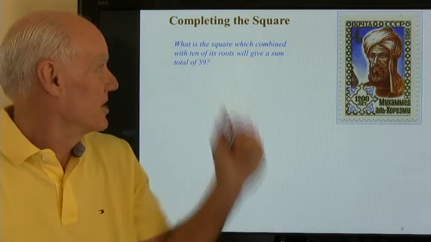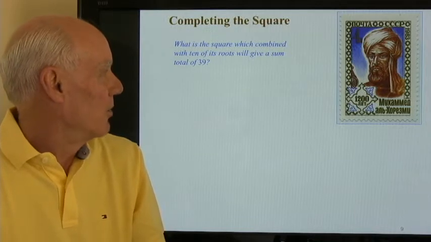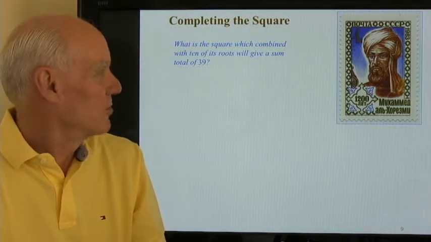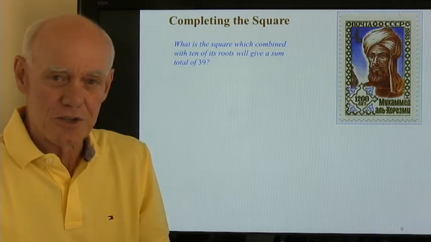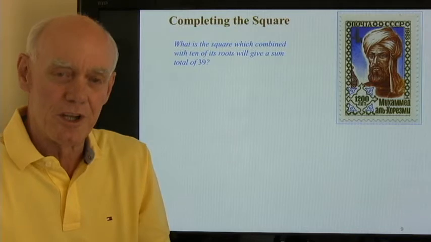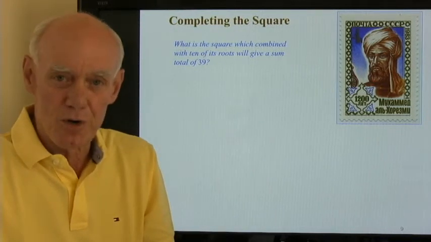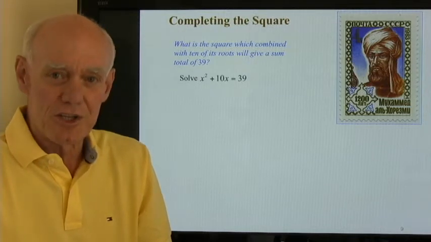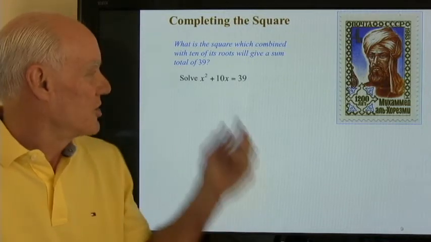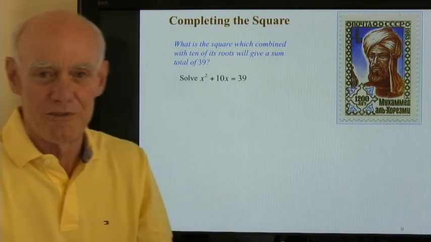So Al-Khwarizmi has this problem in the book. What is the square which combined with 10 of its roots will give a sum total of 39? Well, when Al-Khwarizmi talks about the square, in our notation it would be x squared. When he talks about the root, in our notation it would be x. So this same question in our notation looks like this. Solve x squared plus 10x equals 39. So what square, when combined with 10 of its roots, gives a sum total of 39?